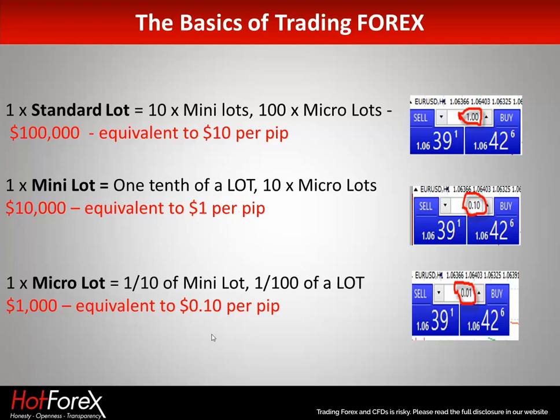And at the entry level, the micro lot, which is 1/10 of a mini lot and 1/100th of a full standard lot, is equivalent to only $1,000. So each movement of the fourth decimal place, the pip value, is equivalent to 10 cents. So 1/100th of a standard lot. So here is where you should be starting, and you look at standard lots when you have a good size account and good levels of experience.